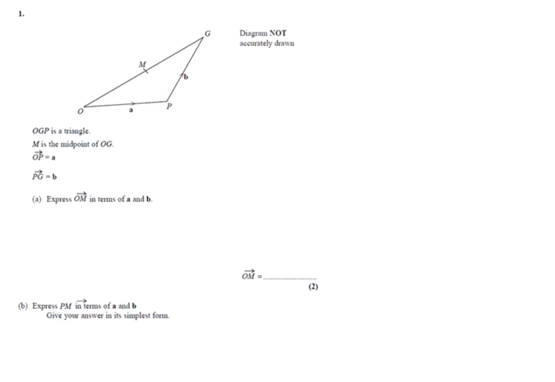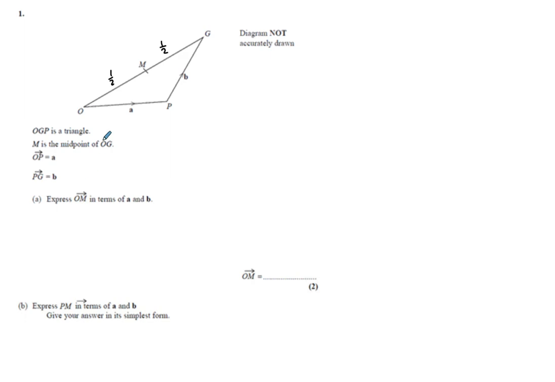Okay. OGP is a triangle. M is the midpoint of OG. So there are no vectors here, so I'm just going to put a half, a half. The minute you start making your diagram your own, you just feel so much better. OP is A and PG is B. So the direction matters as well.